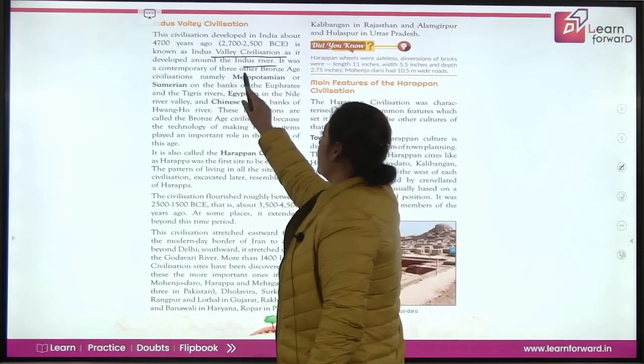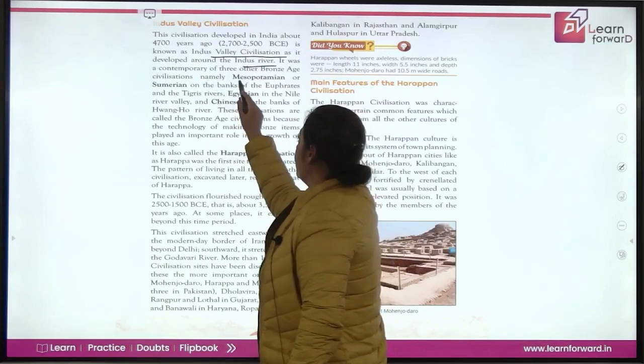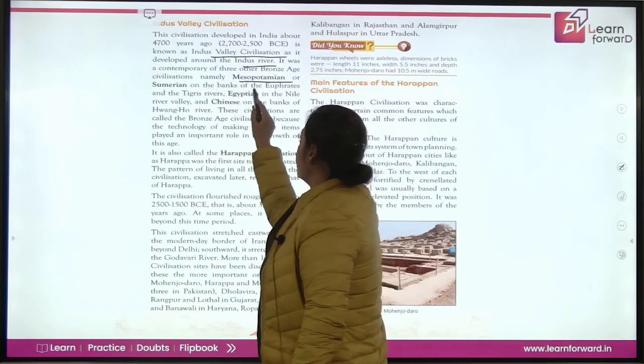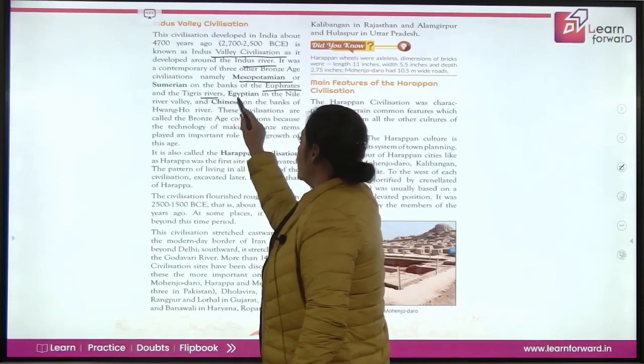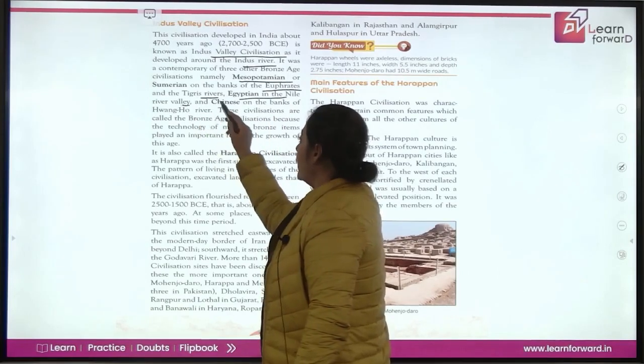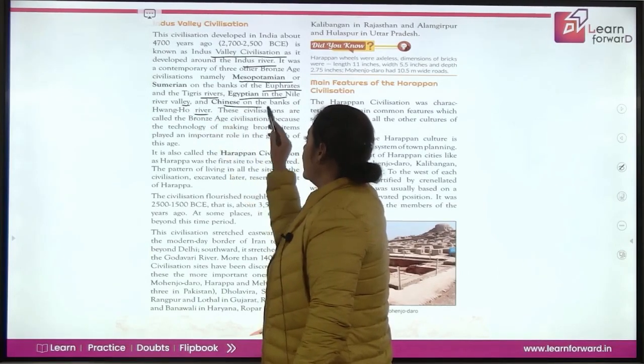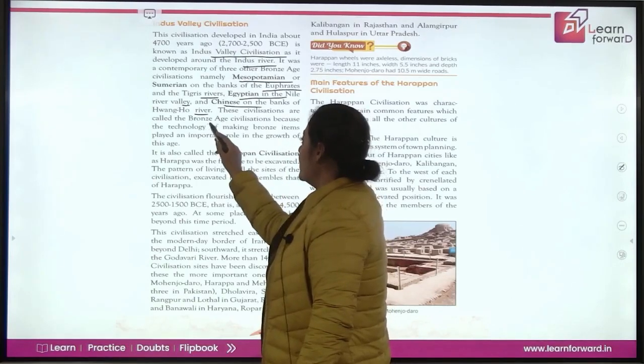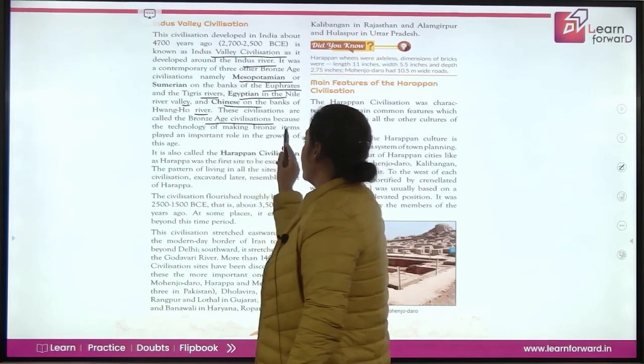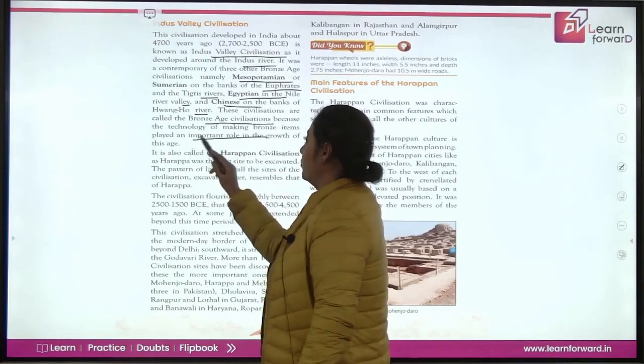It is a contemporary of three other Bronze Age civilizations, namely the Mesopotamian or Sumerian civilization on the banks of the Euphrates and Tigris, the Egyptian civilization in the Nile River Valley, and the Chinese on the Hwang He River. These civilizations are called Bronze Age civilizations because the technology of making bronze items was possible in those ancient days.